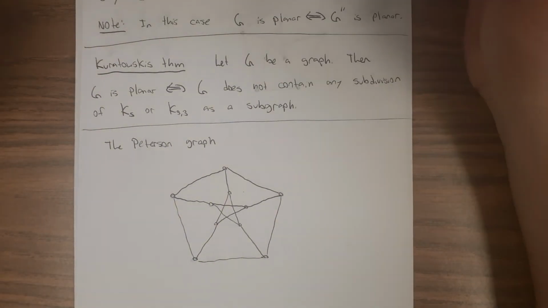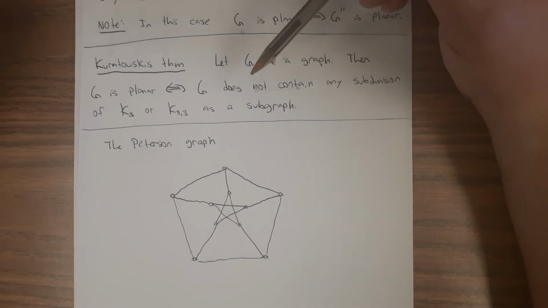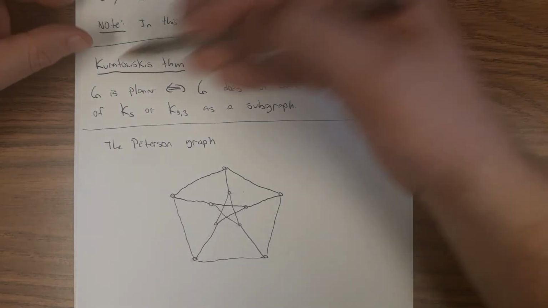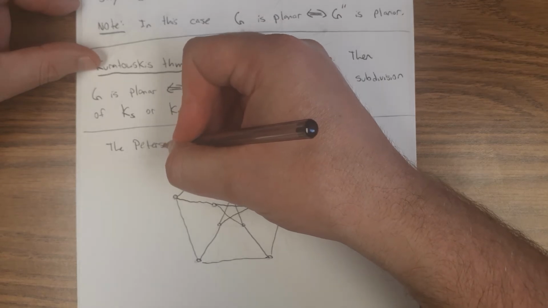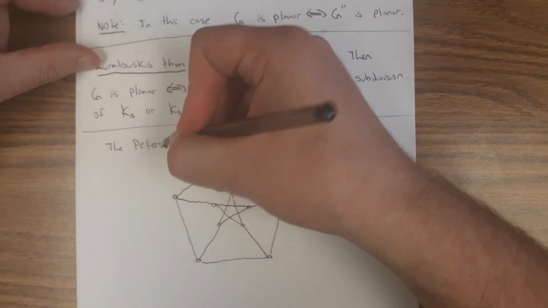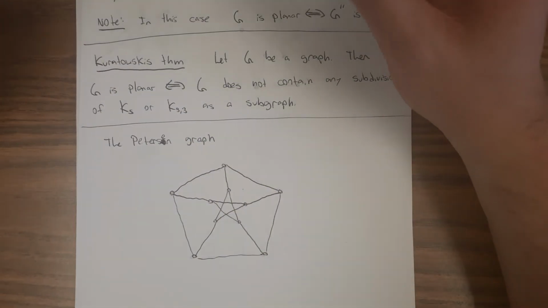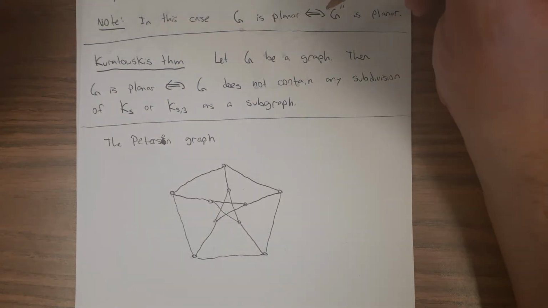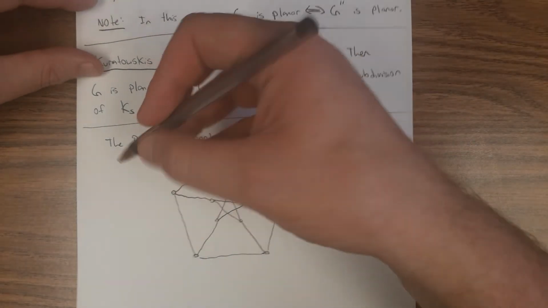So let's take a look at this graph. This is a famous graph. This is called the Petersen graph, and as you may have guessed, I'm going to ask the question of, is it planar?